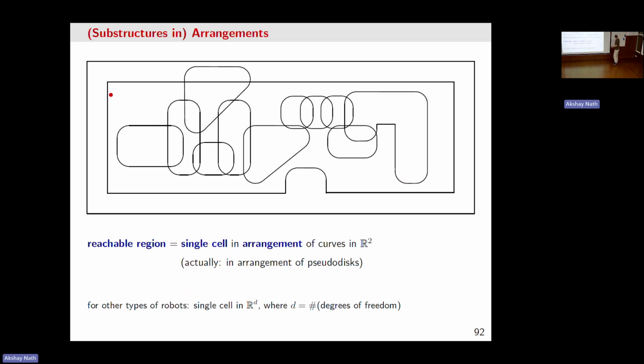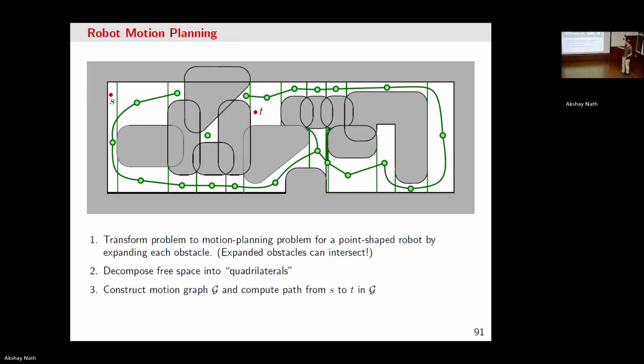In this case, these blobs are what are called pseudodisks. You can prove that any pair of them can intersect in only 2 points. And you can use that to prove that this free space here only has linear complexity.